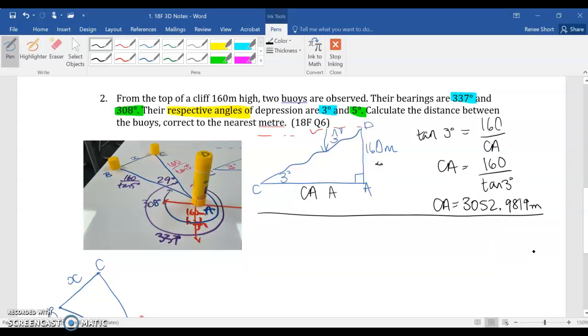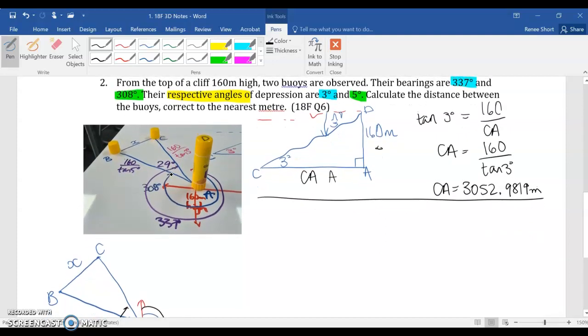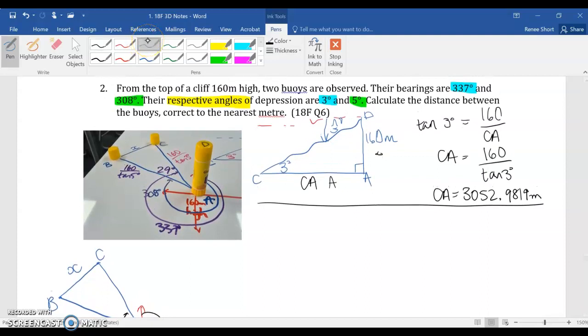If you look at that photograph that I've inserted, that 160 over tan 3, that's that writing in pink. That's already labelled there. Now, I want to look at boy B. So let's draw again another right angle triangle, this time out to boy B. I've got D and A again, which is 160 meters being the height.